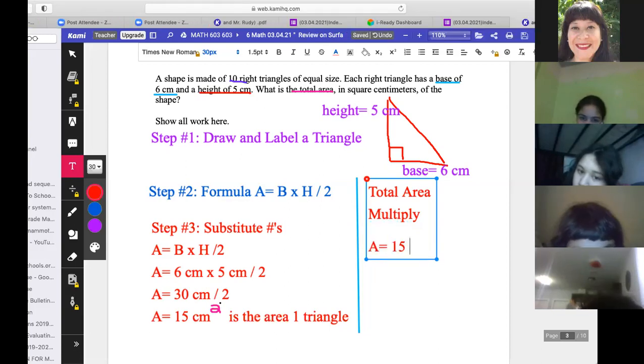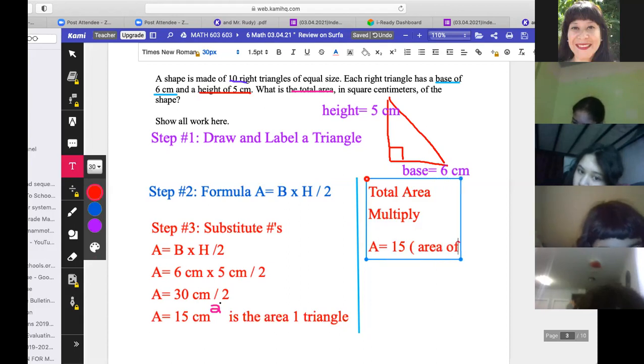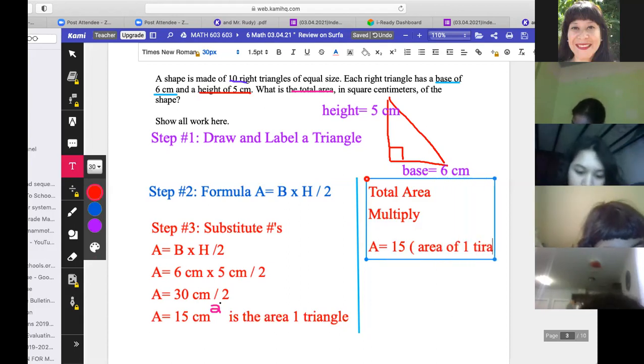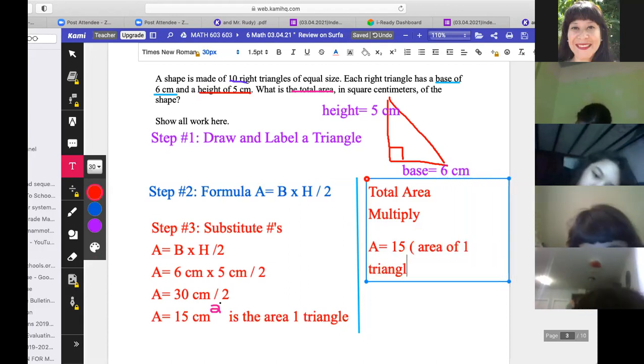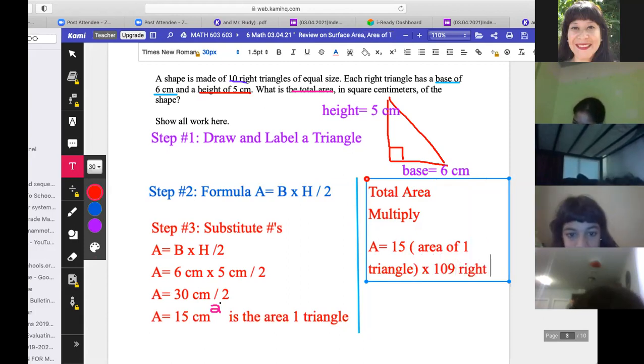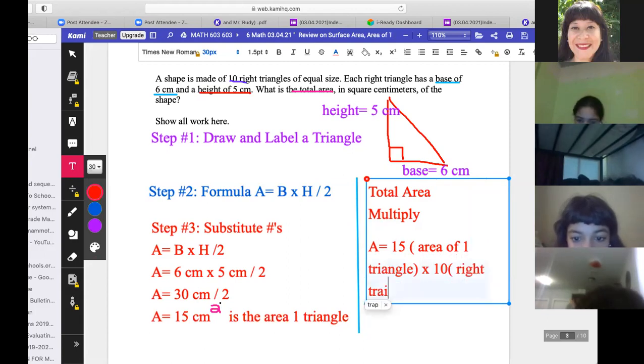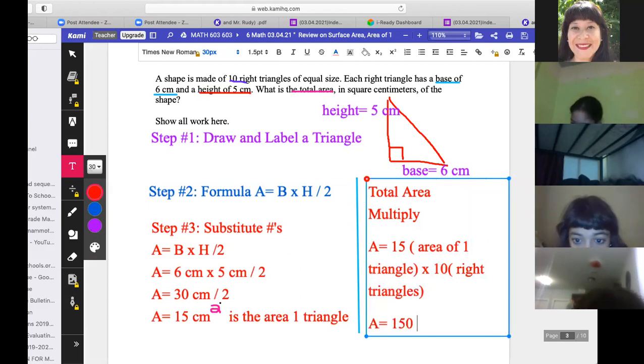Good, so 15, which is the area of one triangle, times 10, which represents there are 10 right triangles. And then what did you say it was, Leanna? I said it equals 150 centimeters squared, and that is the area of the shape.